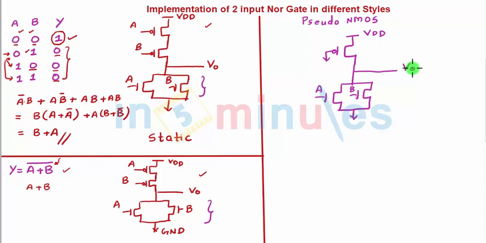Now you can put the values from the truth table, different values of A and B, and you will see that it satisfies the conditions and you get a proper output. Let's go ahead and do this in dynamic style.